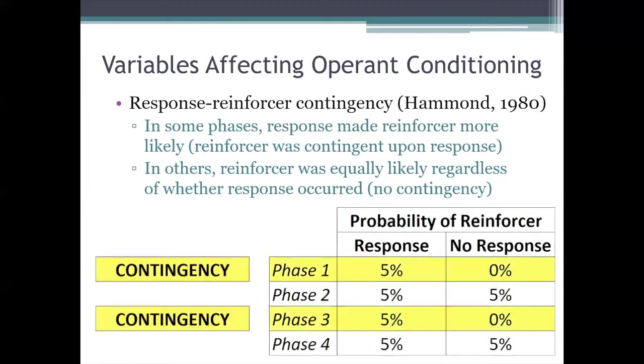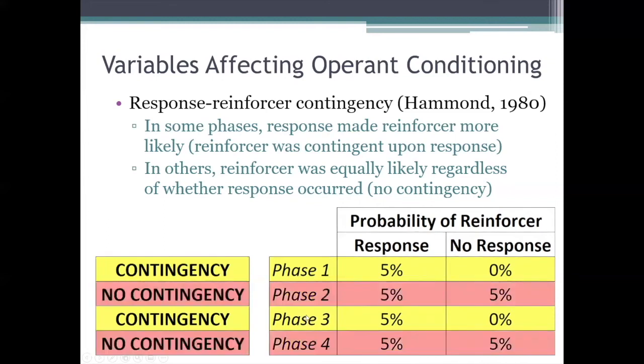So, in other words, in those 2 phases, the reinforcer, the water, was contingent upon the response because performing the response, pressing the bar in this case, made that water more likely to occur. It increased the probability of getting water by 5%. So we do have a contingency here between the response and the reinforcer in phase 1 and phase 3.